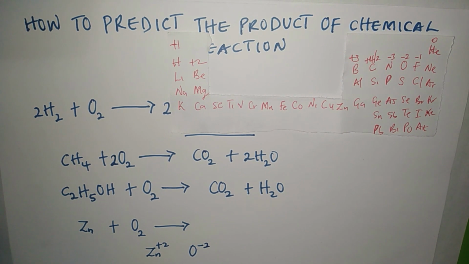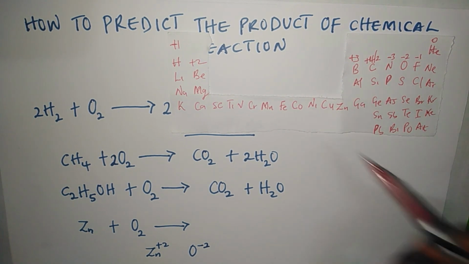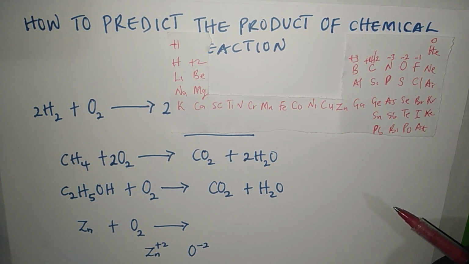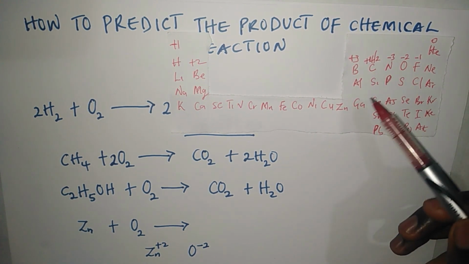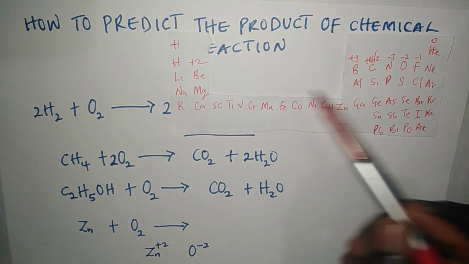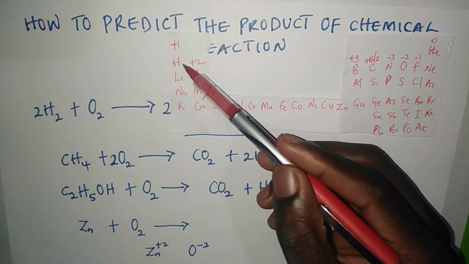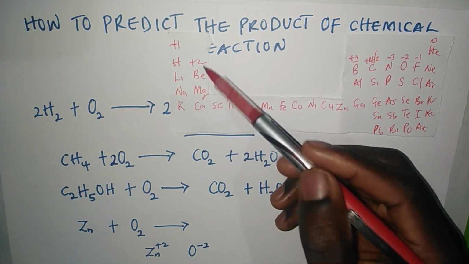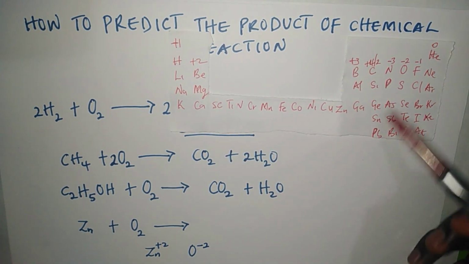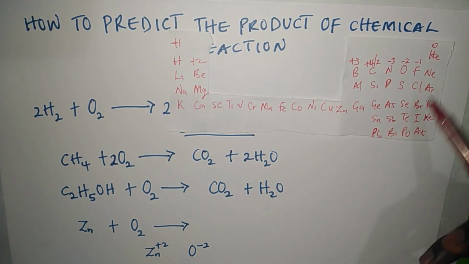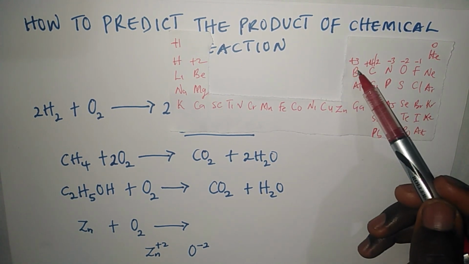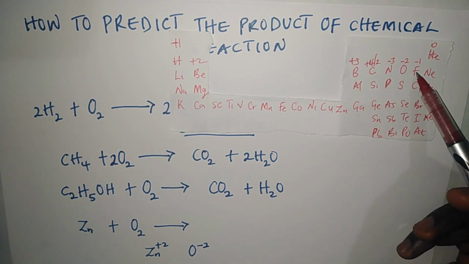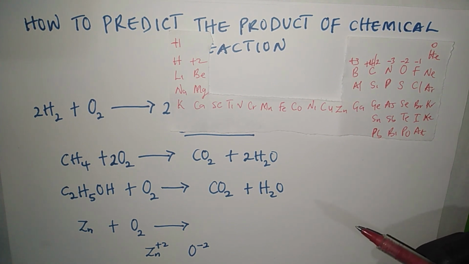Now, to know about the charges, we have a little chart here. From this chart, you should understand that this is a sketch of the periodic table. These are group 1, group 2, group 3, group 4, group 5, group 6, group 7, and group 8, or group 18. You can say 13, 14, 15, 16, 17, 18, right?